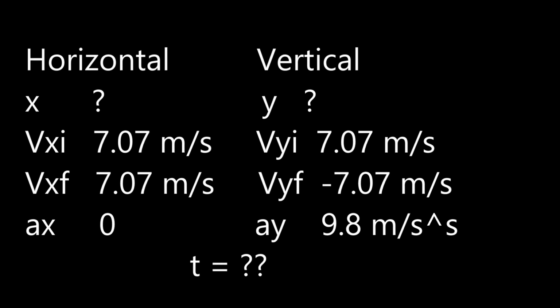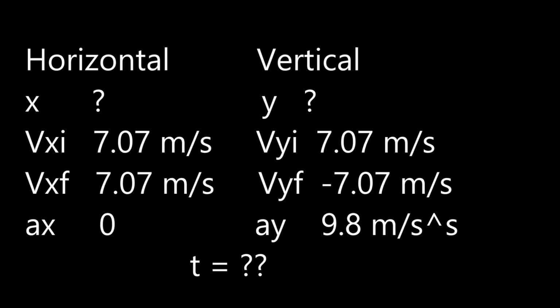So we know that the initial in the x direction is going to be 7.07 meters per second. And we also know that the final in the x direction is going to be 7.07 meters per second. And we know that because there's not going to be any forces acting on it in the horizontal direction, and so that number is not going to change. And of course, because it's a projectile, horizontal acceleration is 0. And that's what it's always going to be for any projectile problem.